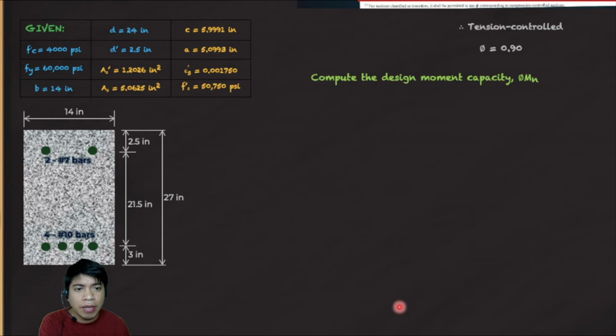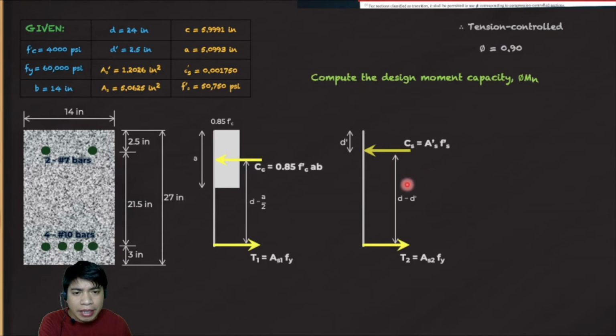Okay, so para sa design moment capacity or phi Mn, gamitin natin itong figure guys para mas maintindihan natin. Na-explain ko na to sa mga nakaraang video. For the design moment capacity, we know that T1 at saka T2 is the total tension force. Kailangan muna nating makuha dito yung As1 at saka As2. Take note that As or the total area ng ating tension bars is equal to As1 plus As2.